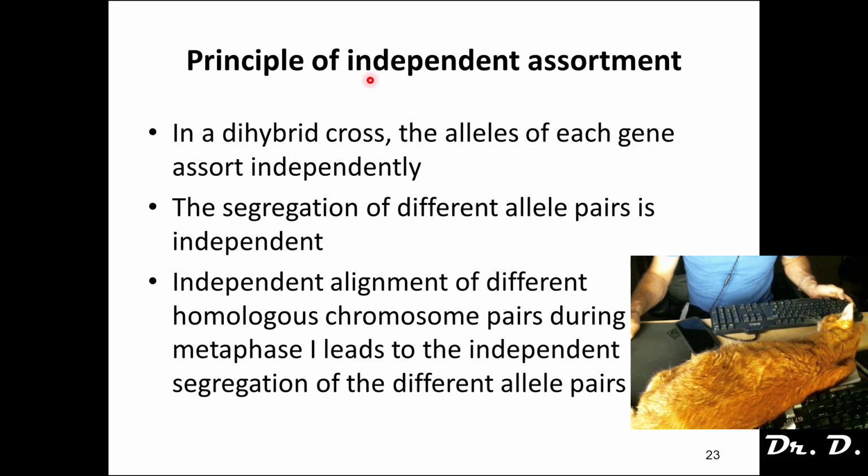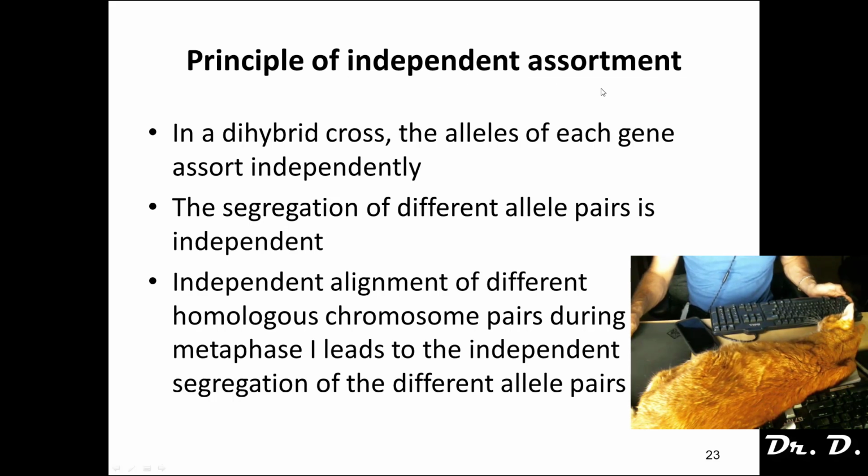Well, they lined up via independent assortment. Isn't that neat? So now, without even knowing how chromosomes or genes worked, Mendel was able to anticipate that. He was able to determine that using nothing more than the humble pea plant.